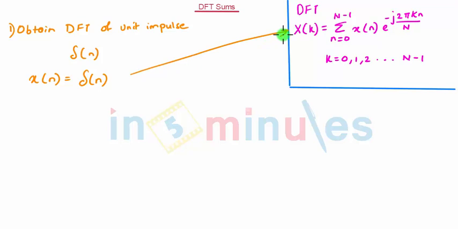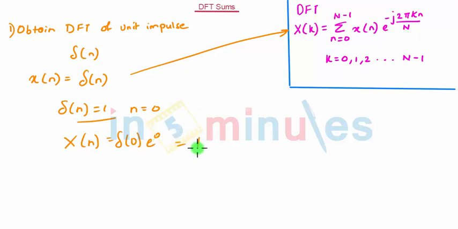But we know that the impulse function is defined as delta of n is equal to 1, and it is defined at only n is equal to 0. After that, when we put the x of n at n is equal to 0, that is delta 0, then the whole term, if we substitute here n is equal to 0, it becomes e raised to 0. So x of k is equal to 1. So this is a standard pair of DFT: when DFT is applied on the impulse function, that is delta of n, then the output is 1.